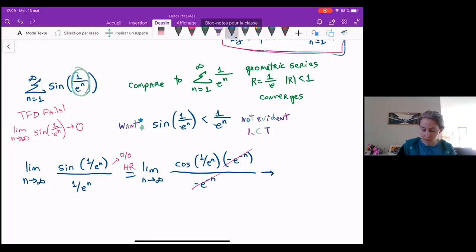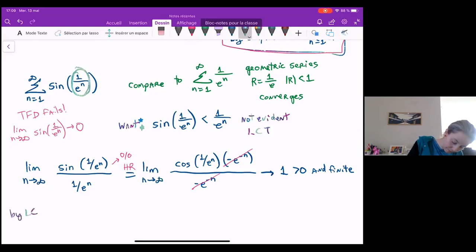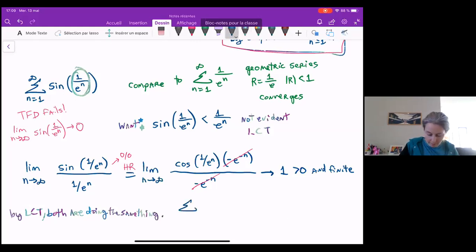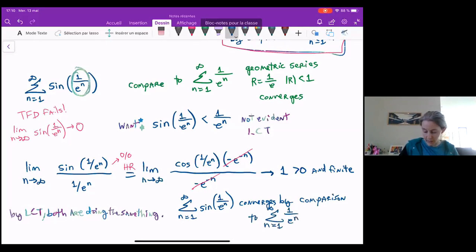And now when I plug in, the inside is still going to 0, but now it's cosine 0, which gives me a 1, which is bigger than 0 and finite. So by the limit comparison test, both series are doing the same thing. So in other words, the sum n equals 1 to infinity of sine of 1 over e to the n converges by comparison to the geometric series n equals 1 to infinity of 1 over e to the n.